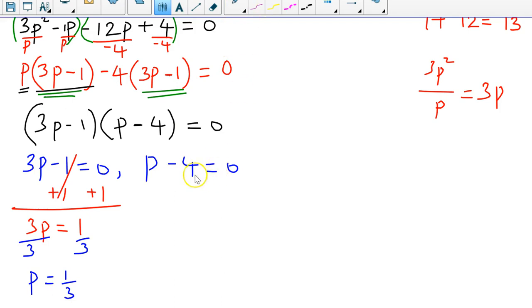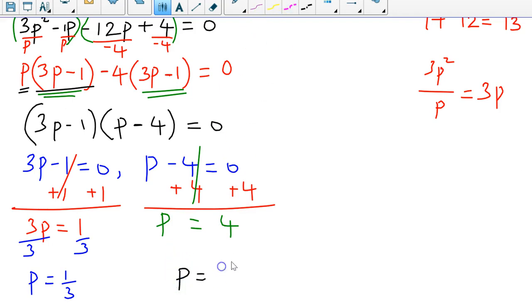Similarly, add 4 in the second equation. Add 4. Okay, that's 4 plus 4 to cancel out this. P is equal to 0 plus 4 is 4. That is your second value of P. Hence my answer, this P is equal to 1/3, comma 4. These are the two values of P.